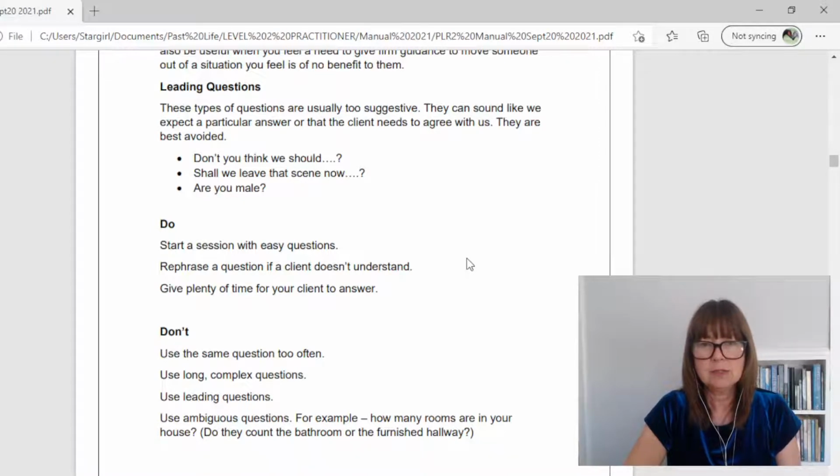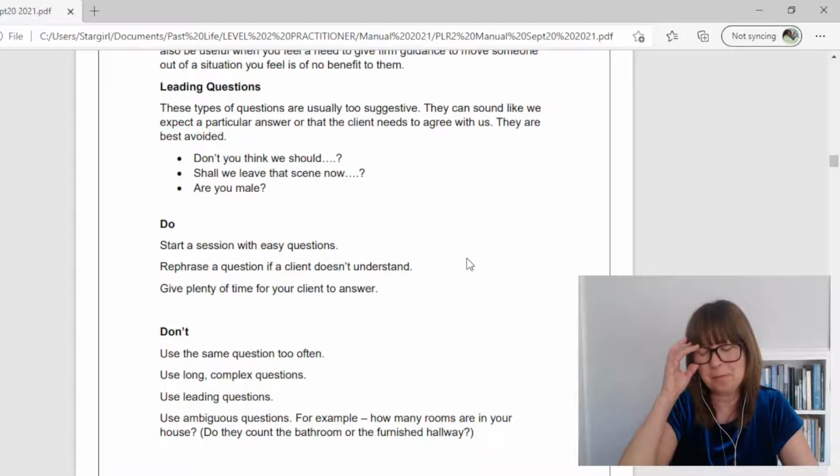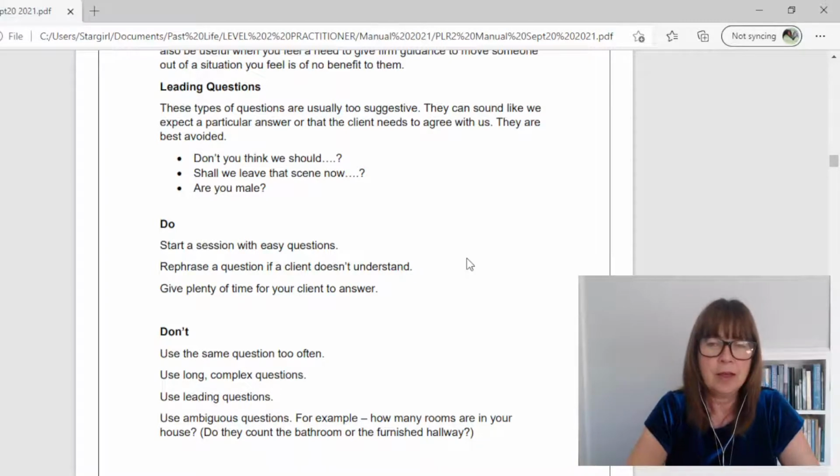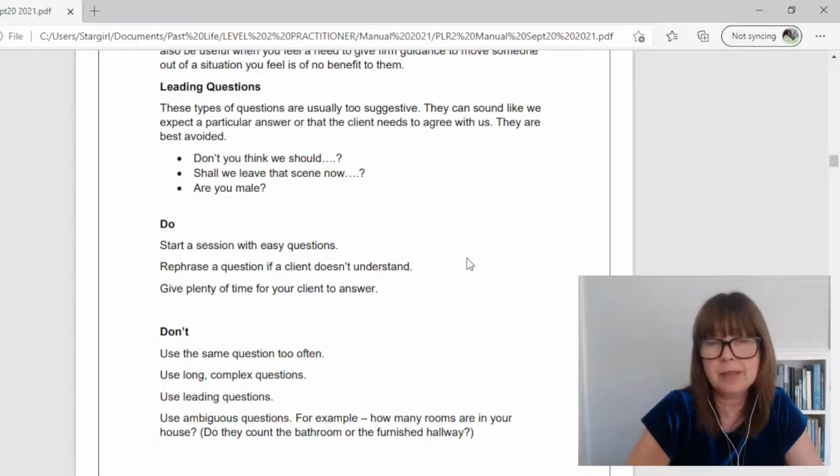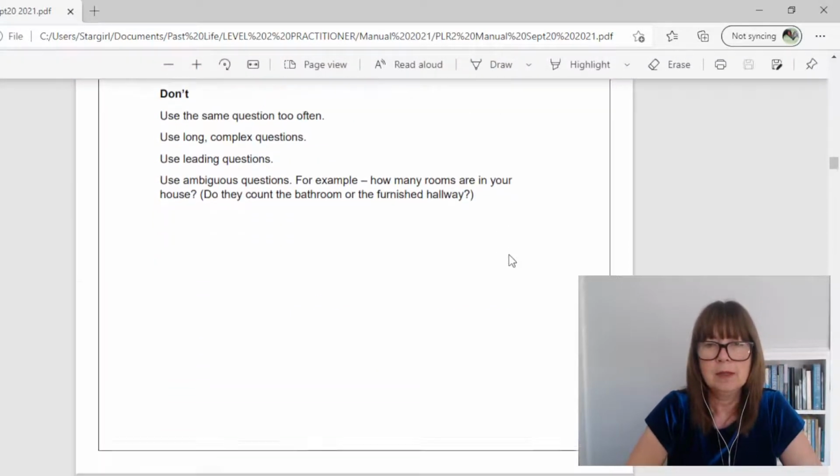Don't use leading questions, and don't use ambiguous ones, although often it's after the fact that we realise we've done that. Like, how many rooms are in your house? It's a bit ambiguous, isn't it? Because do they count the bathroom? Do they count the furnished hallway? You don't want them thinking, so keep it pretty simple.